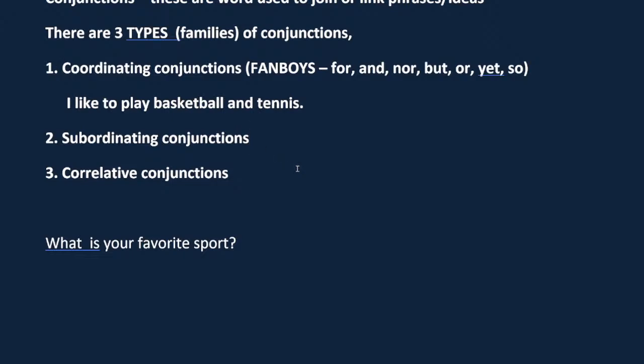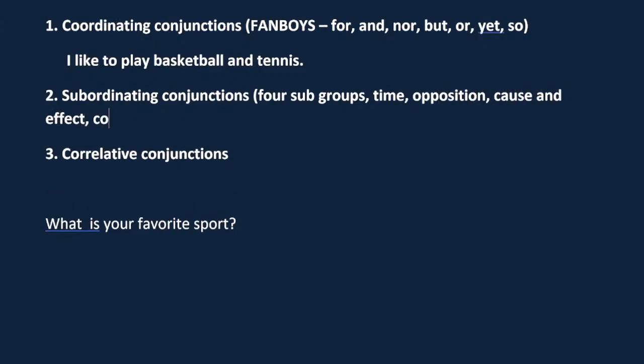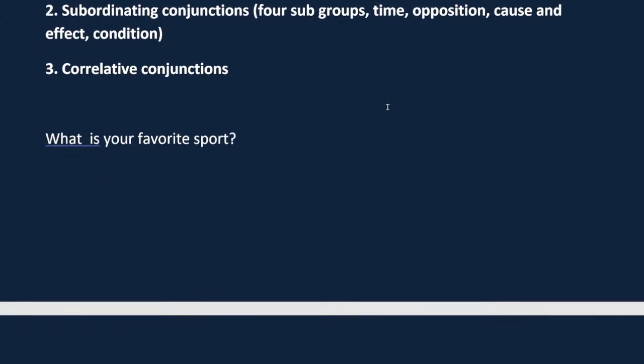Just let's keep it that simple. Okay, subordinating conjunctions, the second one. This is a really big family of conjunctions. It has a lot. It has some subcategories. So subordinating conjunctions have 4 subgroups. And they include time, opposition, cause and effect, and condition.